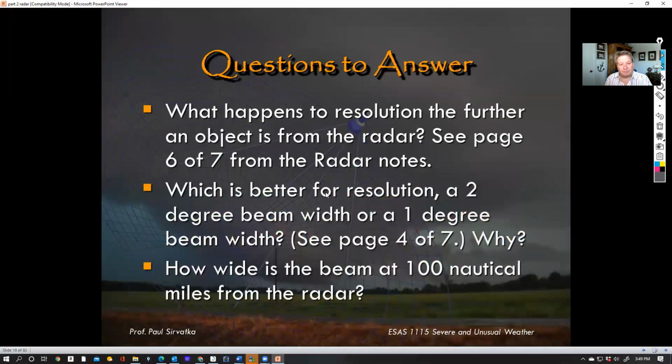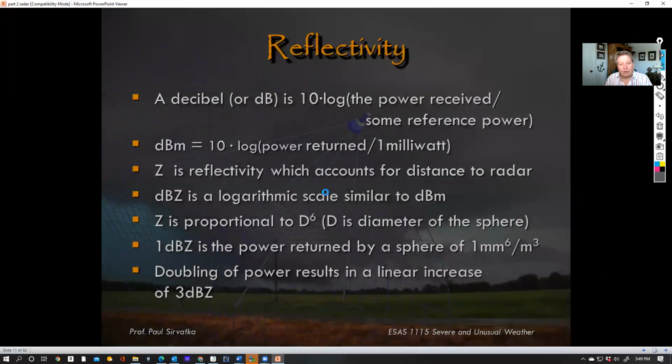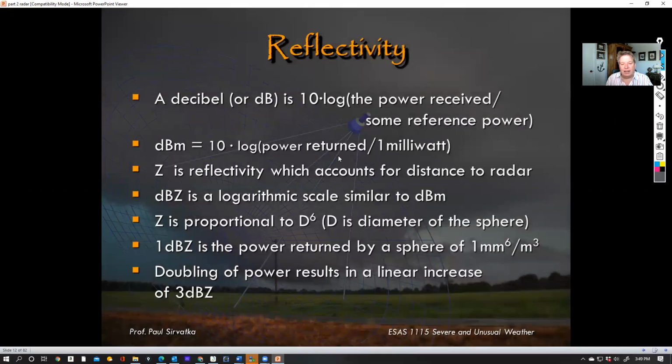Okay, now, we've talked about reflectivity. I am not going to go through this other than to say the following statements as a conclusion. Number one, dBm says that the reference power is a milliwatt.